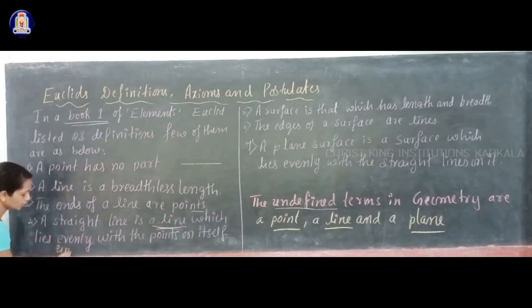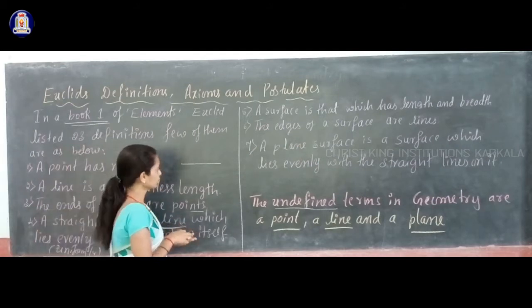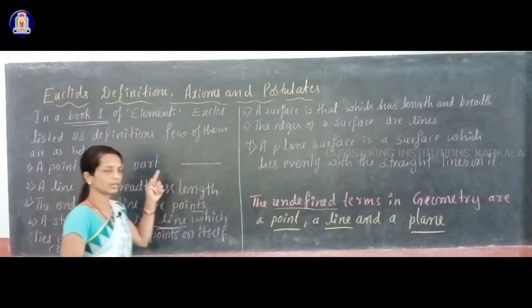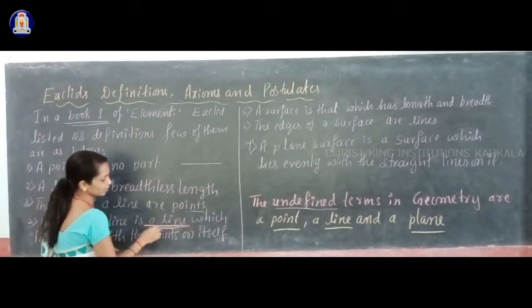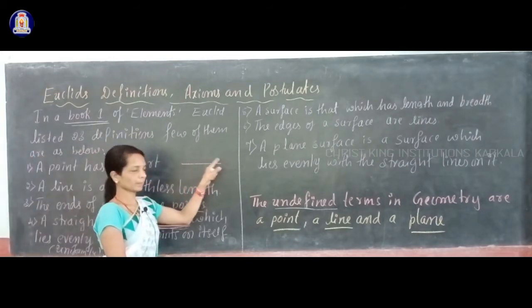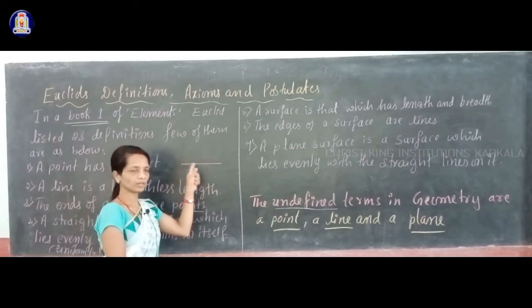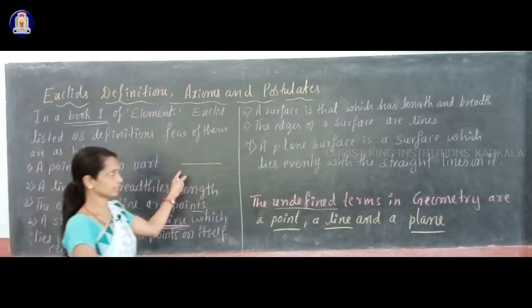Evenly means uniformly, with the points on itself. You know that on a straight line you have infinitely many points. So here is how they gave the definition for a straight line: a straight line is a line which lies evenly, uniformly, with the points on itself, and that is the fourth one.